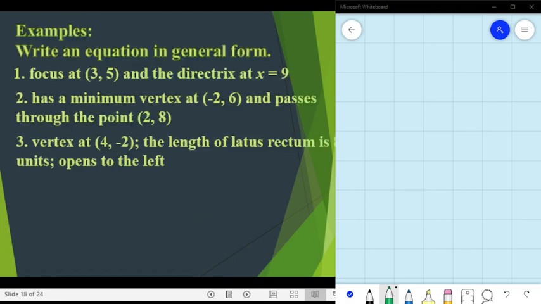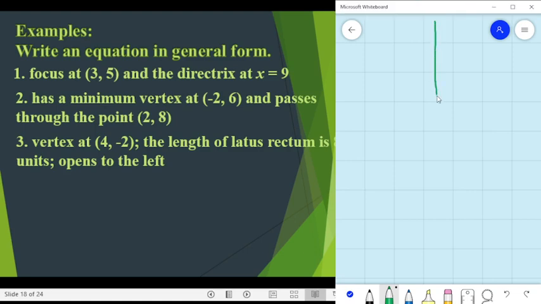Number 3, we have vertex at 4, negative 2. The length of latus rectum is 8 units, and the opening of the parabola is to the left. Okay, so if we are going to graph here, to locate the vertex, it is at 4 and negative 2, in quadrant 4. So we have here the vertex.